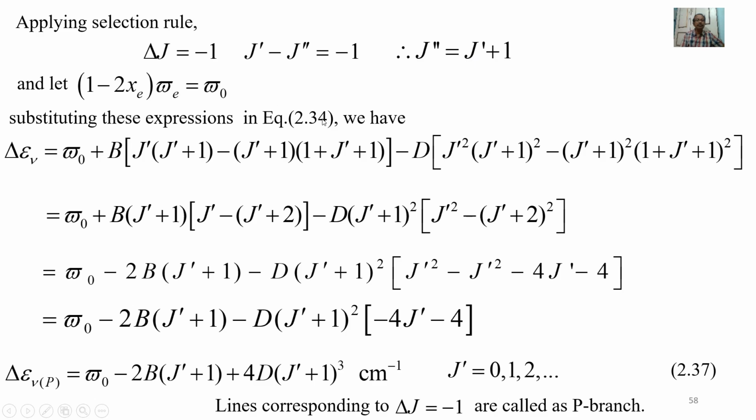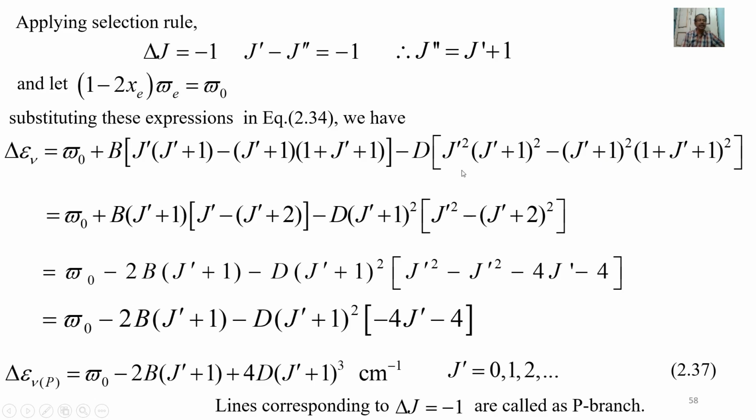As usual, we are going to substitute 1 minus 2 xc. Omega is nothing but omega naught. So this becomes omega naught plus B times J prime plus 1 times J prime plus 1 plus 1, minus B times J prime squared, J prime plus 1 whole square, minus this is your J double prime squared. So this becomes J prime plus 1 whole square, 1 plus J prime plus 1 whole square. Wherever you find J double prime, we have substituted J prime plus 1.